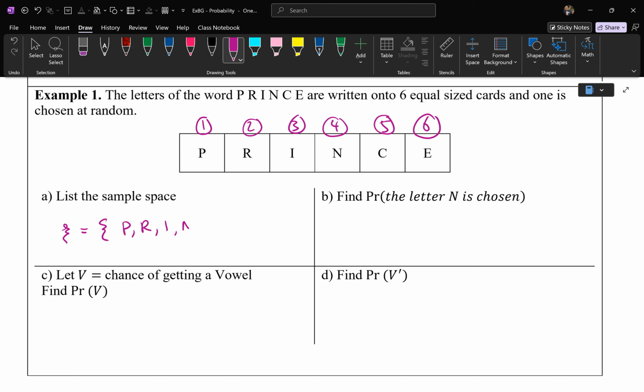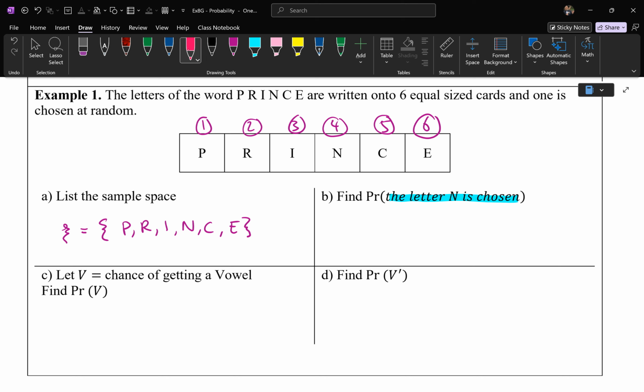Good. Make sure to put in the commas, I-N-C-E, close the curly brackets. That is my sample space. So I've got 6 possible options. First question says Pr, the letter N is chosen. What that's saying is, what's the probability that if I close my eyes and I choose a card, it's going to be N that's been chosen?